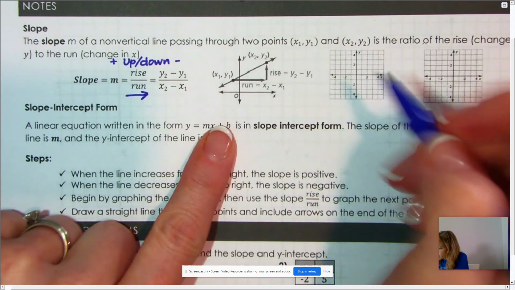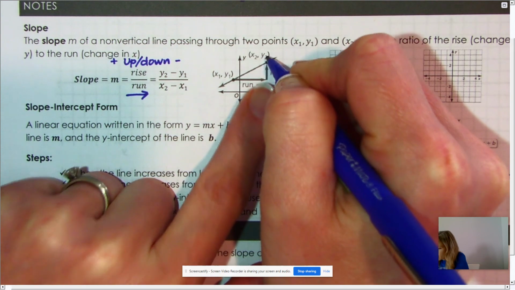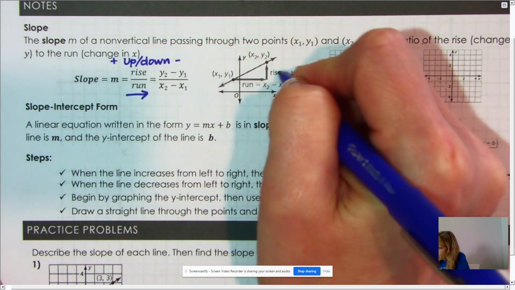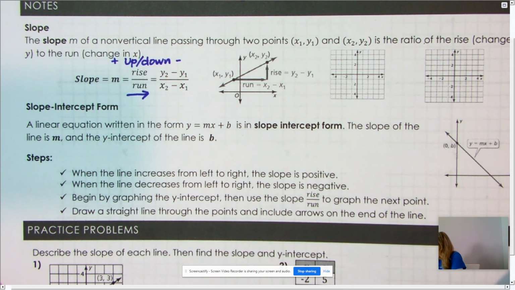So, for example, from this point to this point, I went over and then I went up. We always put the up and down on the top. We put the how far over on the bottom.